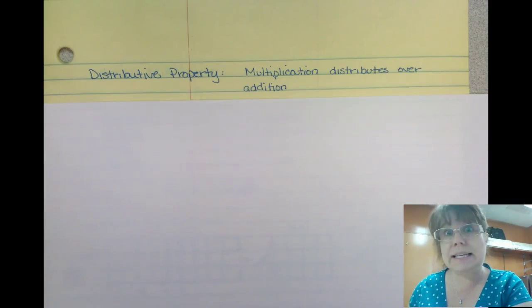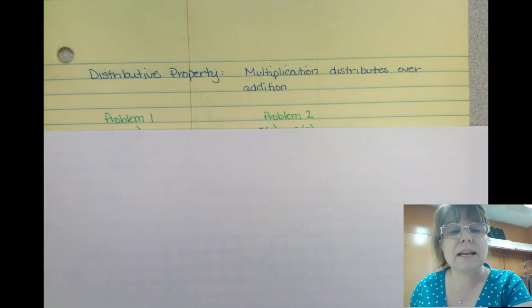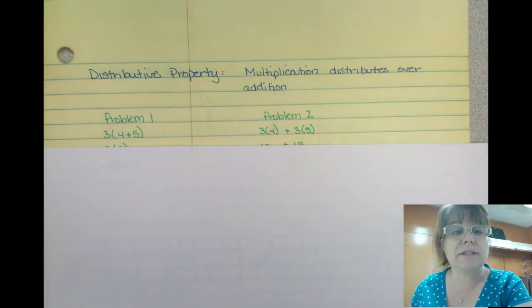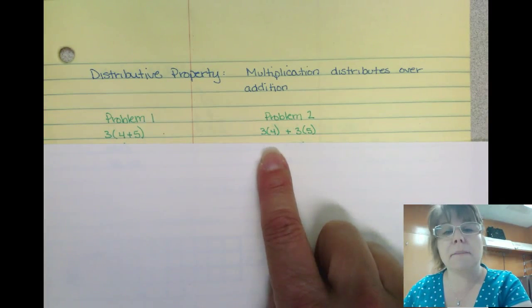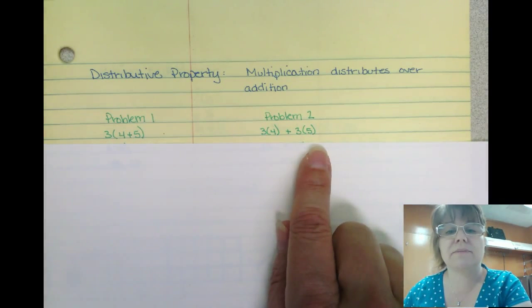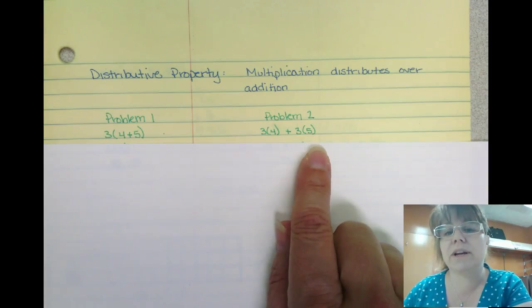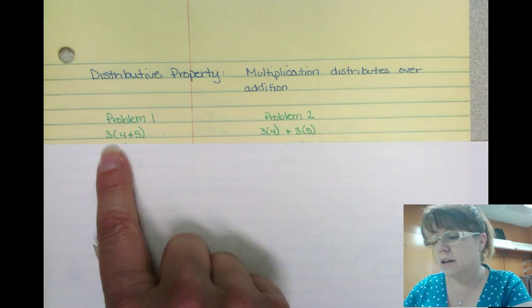So let's see it. Let's take the same problem but do it 2 different ways. The first is 3 times the quantity 4 plus 5. We can also write it as 3 times 4 plus 3 times 5. But can we really do that? Will it come out to the same equation or the same result? So let's take a look.